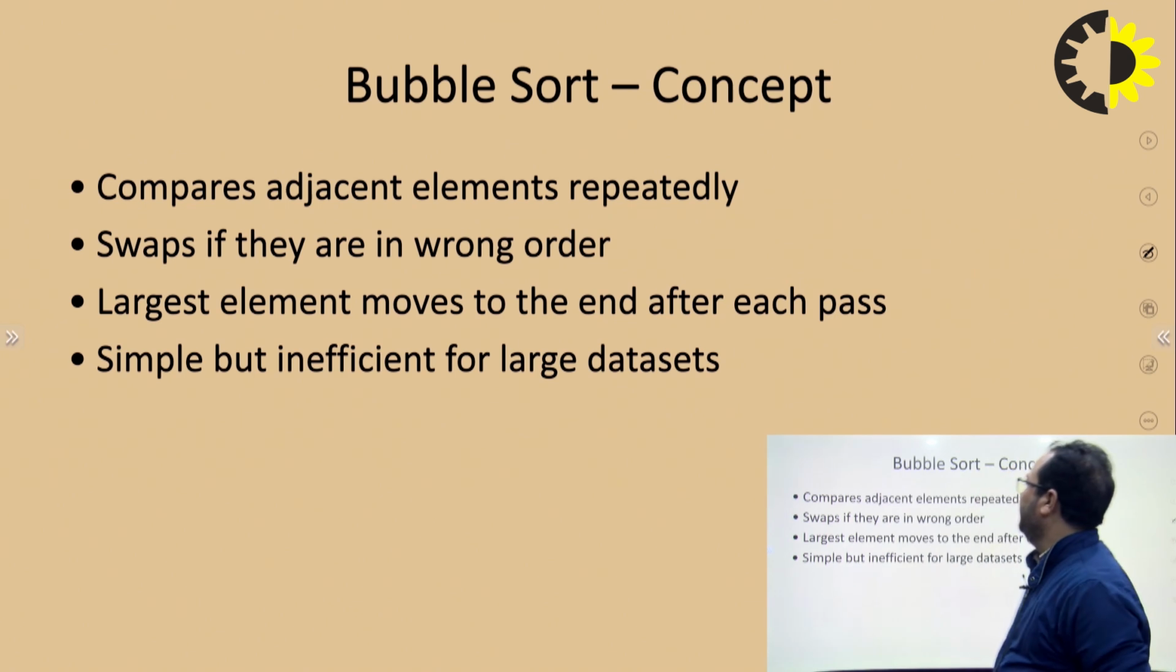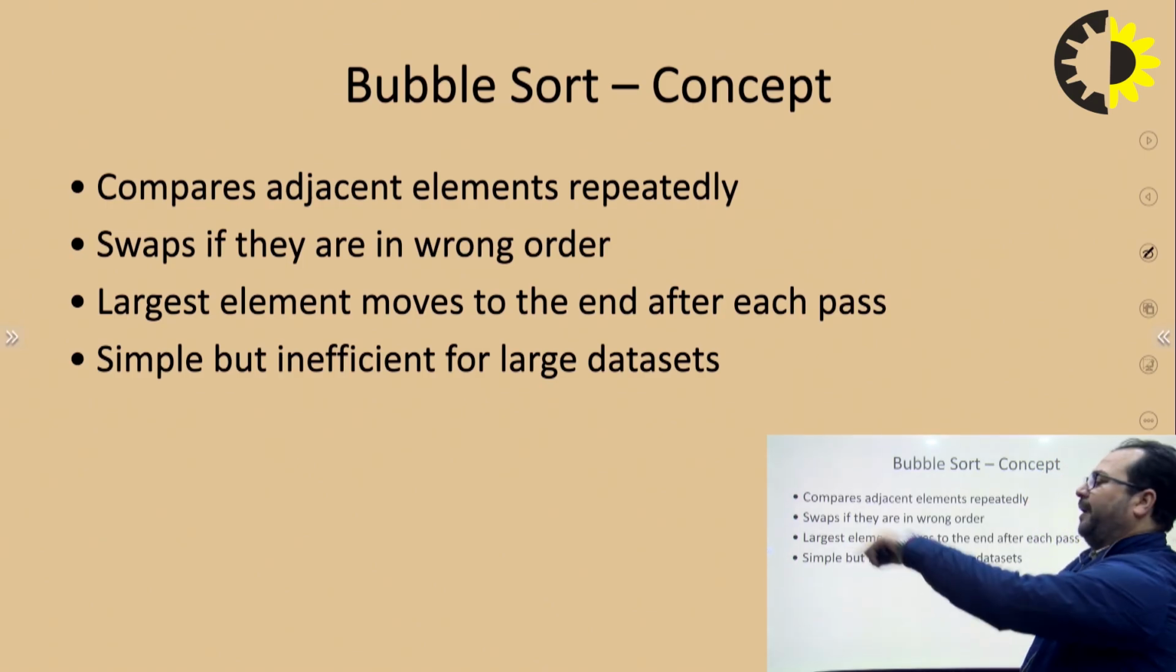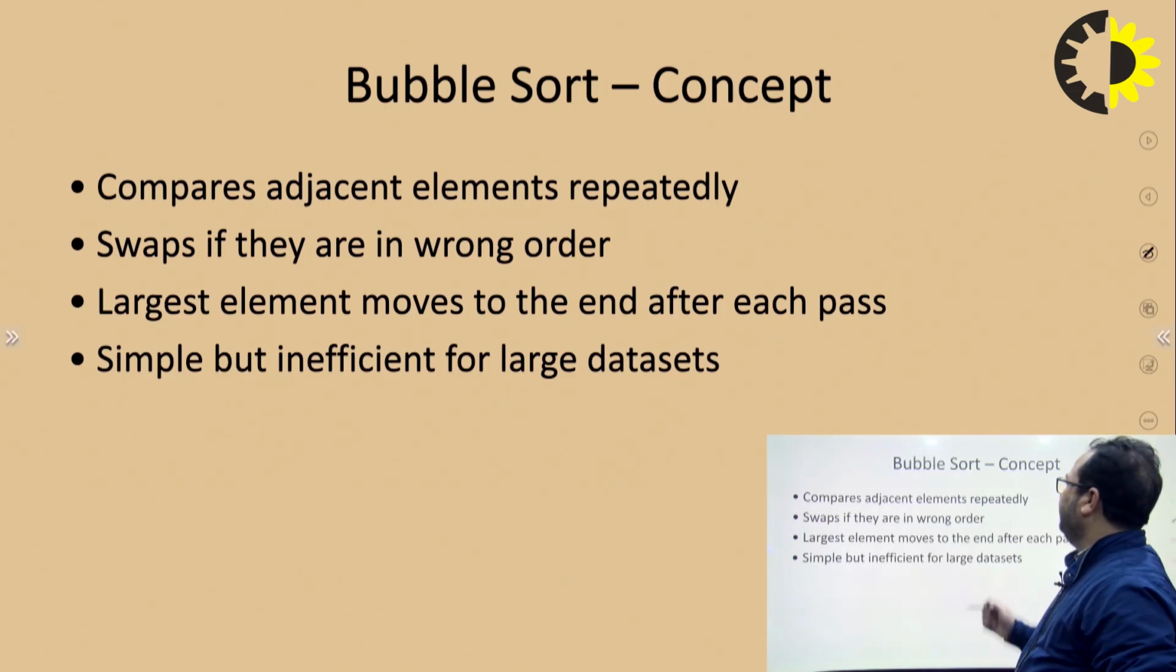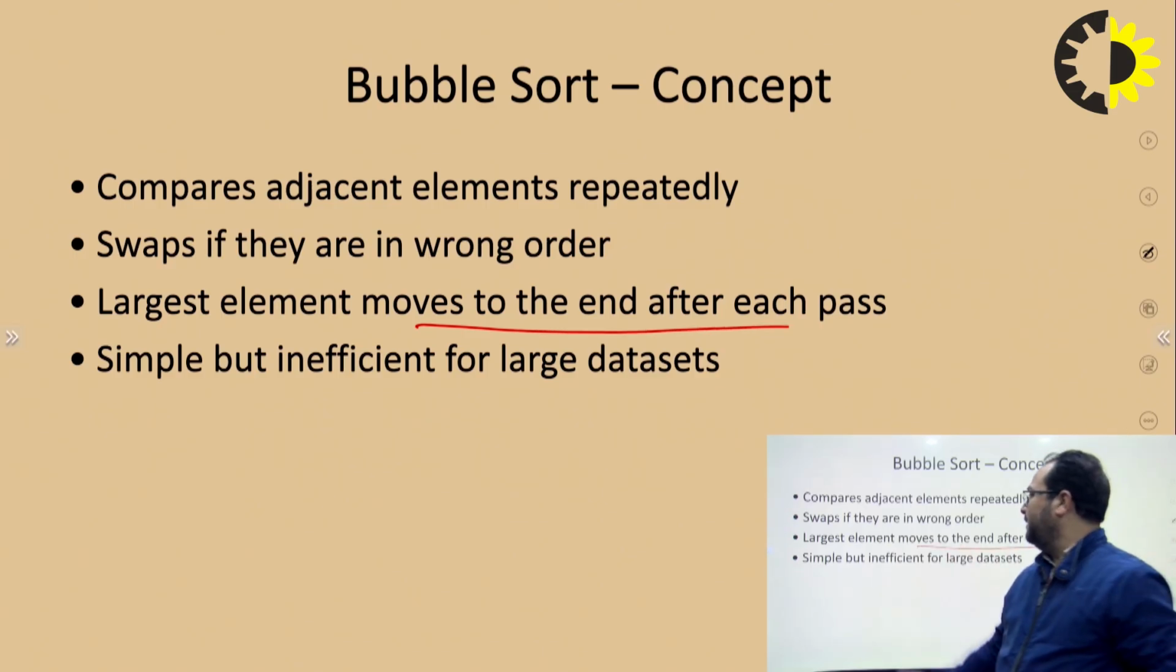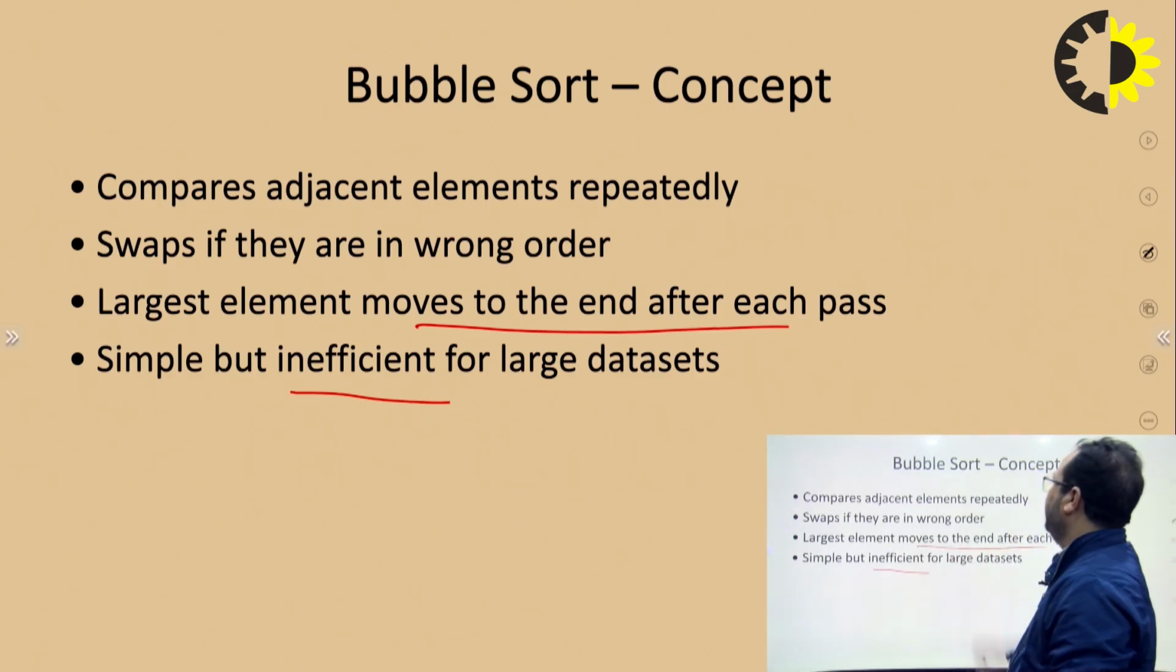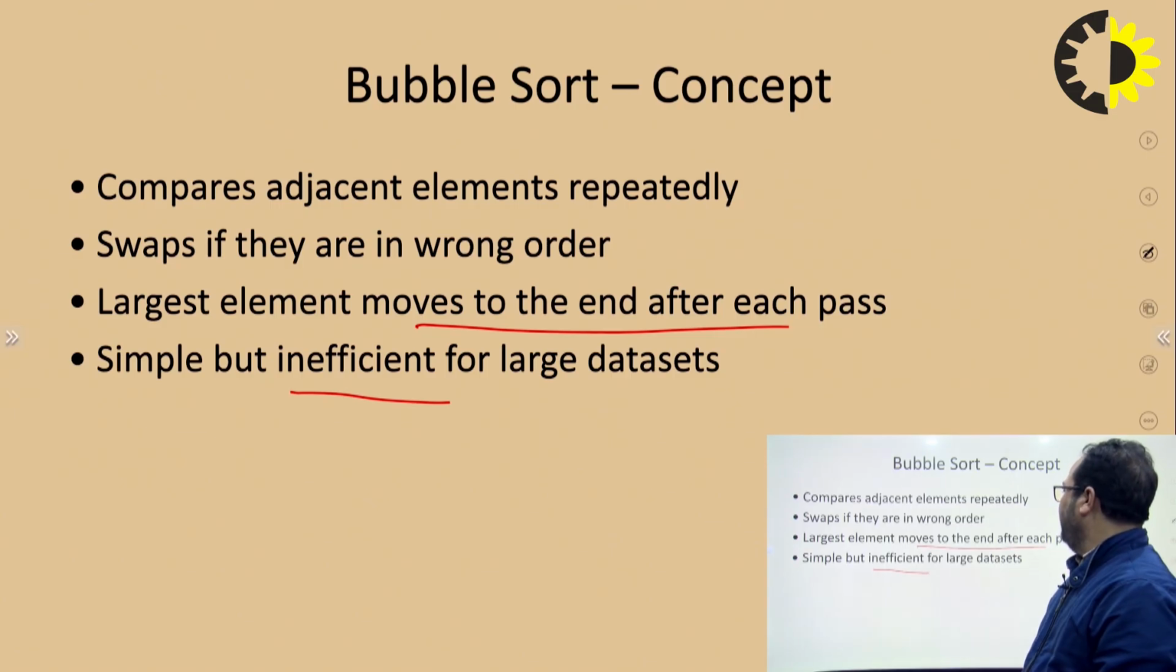So let's see bubble sort. What is bubble sort? In bubble sort we compare adjacent elements repeatedly and swap them if they are in the wrong order. The largest element moves to the end after each pass. This sorting method is simple but inefficient for large data sets.